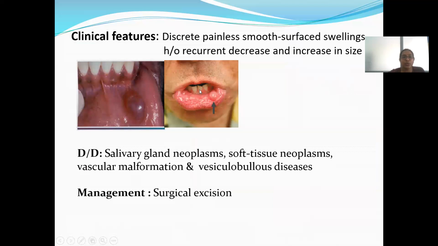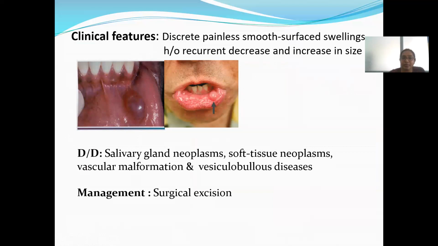The clinical features we see are usually a discrete, painless, smooth-surfaced swelling, most commonly seen in the lower lip. It will be a dome-shaped swelling in the lower lip. The characteristic history the patient will give is a recurrent increase and decrease in the size of the swelling.